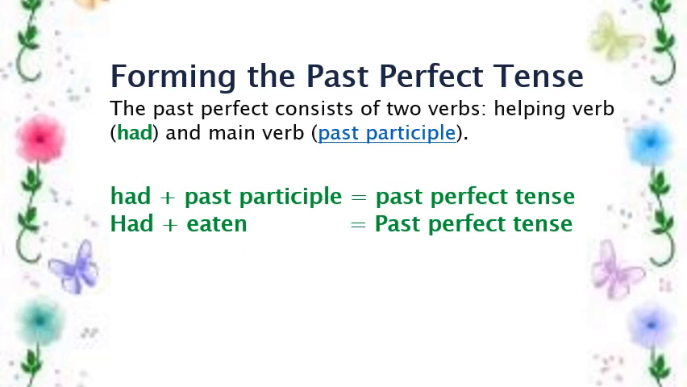Now let's talk about how we form past perfect tense. The past perfect consists of two verbs, helping verb and the main verb. The helping verb is here had, and the main verb is past participle, third form of the verb. So we can say had plus past participle is equal to past perfect tense. We can also say had plus eaten, which is the third form of eat, is equal to past perfect tense.